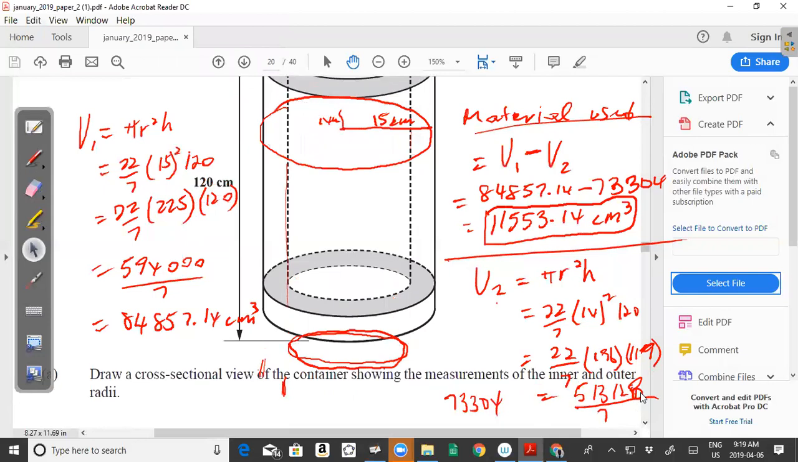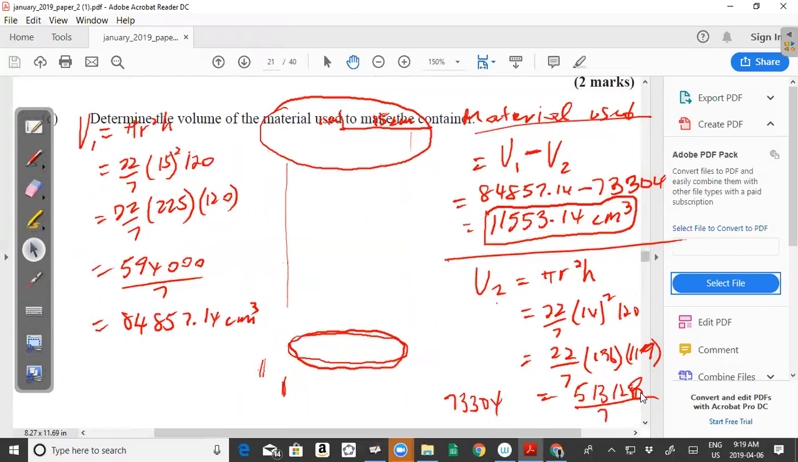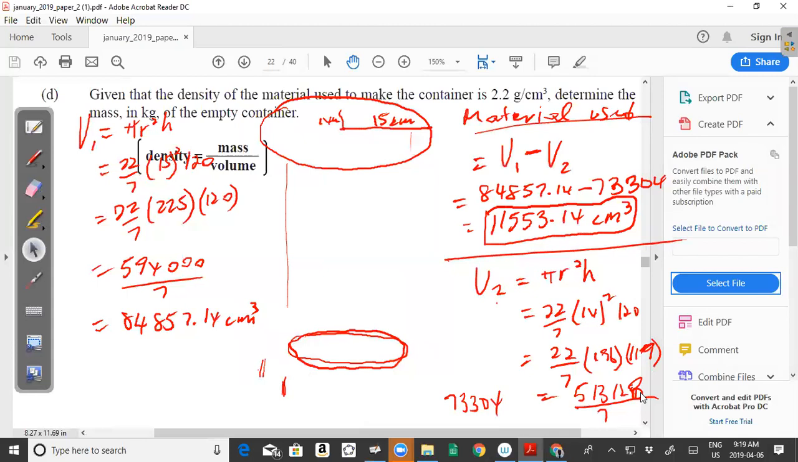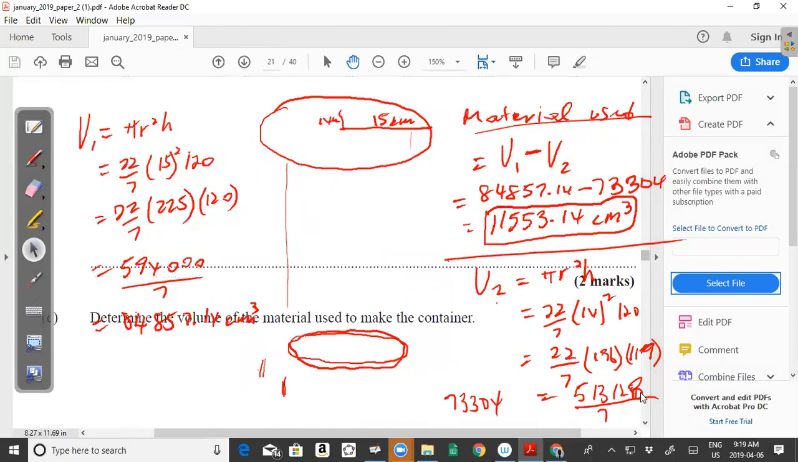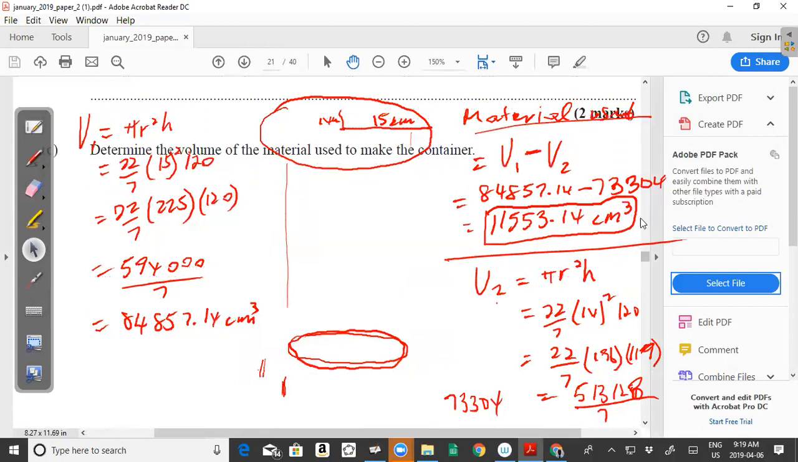All right, so let's continue with this. Part D? Let's make sure here, yeah. Part C is what we calculated here. So this is the answer for part C. And now let's look at part D.